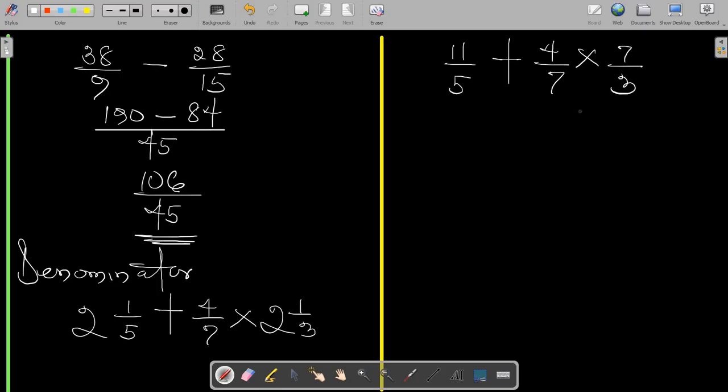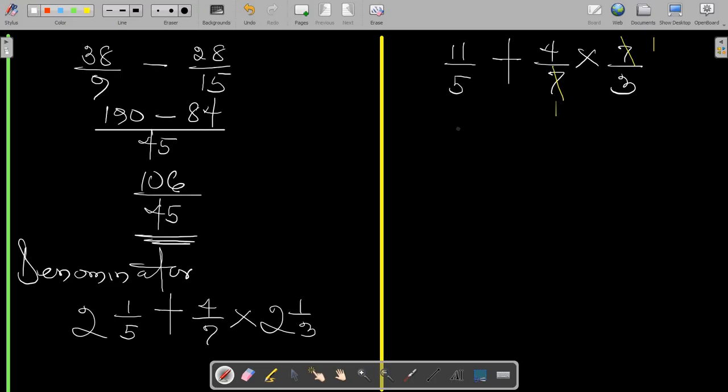So I notice here, don't forget, you have to solve the one with multiplication. Multiplication comes before addition in BODMAS. So let's deal with this one first. I notice that this 7 can cancel this 7. So 7 goes here 1, 7 goes here 1 also.